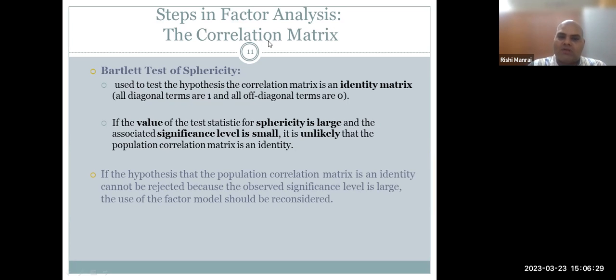So what is an identity matrix? An identity matrix is a matrix which has one on the diagonal and all the non-diagonal items are zero. Let's say a 3 by 3 matrix or 4 by 4 matrix: all diagonal items will be one and non-diagonal items will be zero. This sphericity test is to be performed by the researcher.